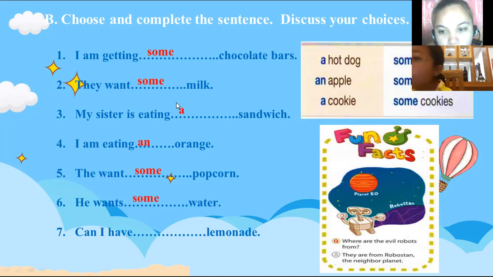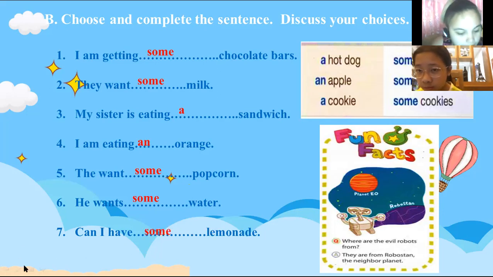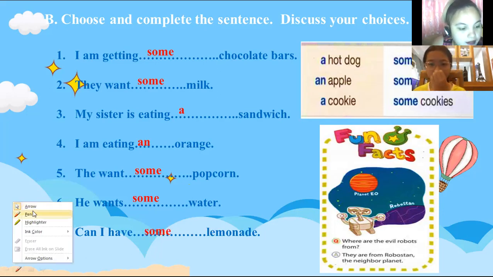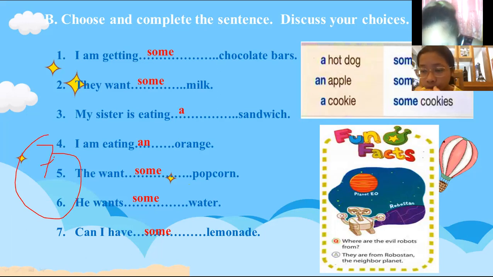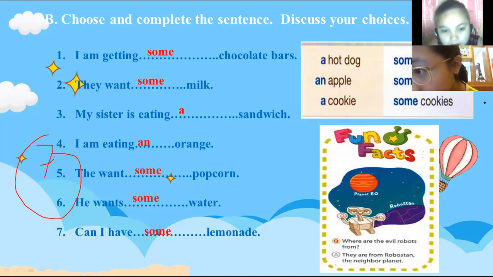I can have some lemonade. Can I have some lemonade? Okay, very good, Laura. 7 points for this part. Okay, so these are some fun facts, okay? Question, where are the evil robots from? Can you read it? Oh, they are from robots. Robots then. The neighbor planet. Yes, the neighbor planet.